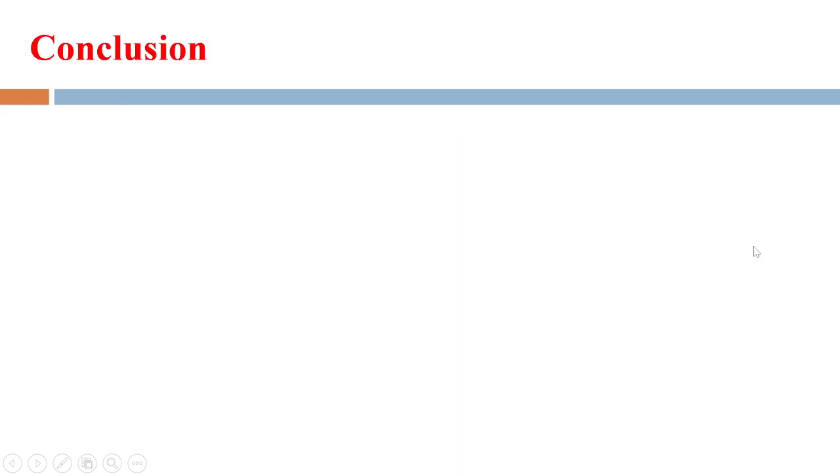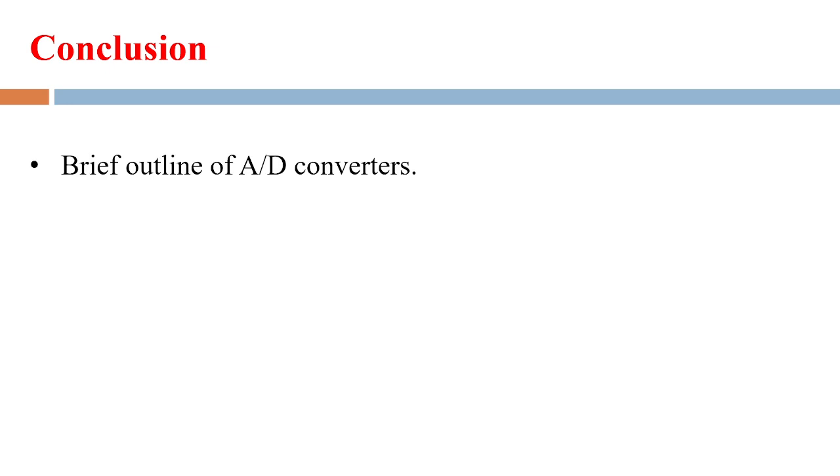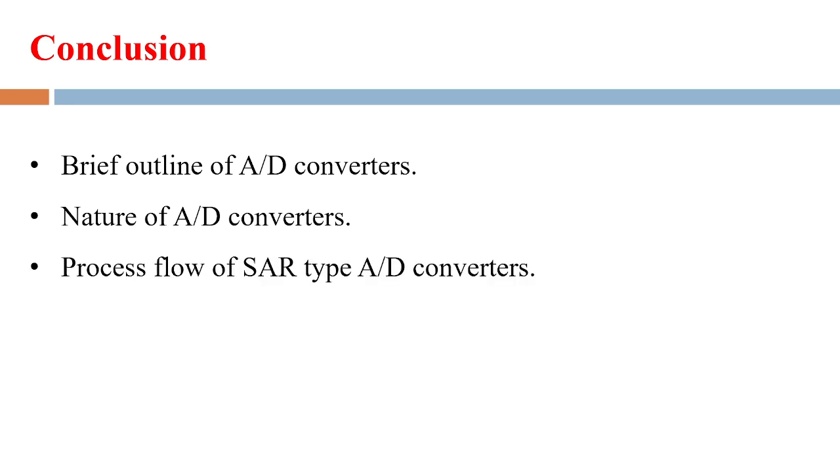So to conclude, we had a very brief outline of the A to D converters. We had a discussion on the nature of A to D converters. These are slow compared to high-speed devices. Then we had a discussion on the process flow of SAR type A to D converters, and on the AD converter with the successive approximation register with proper illustrations.